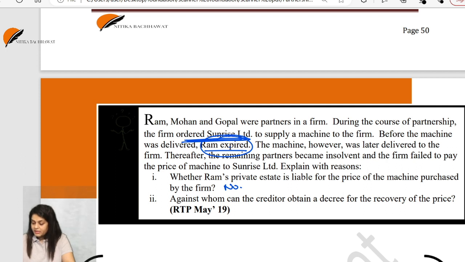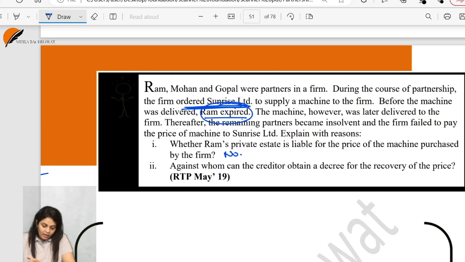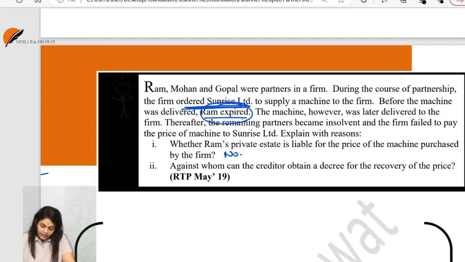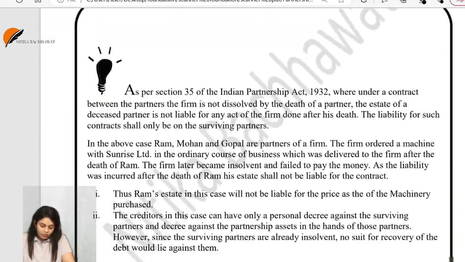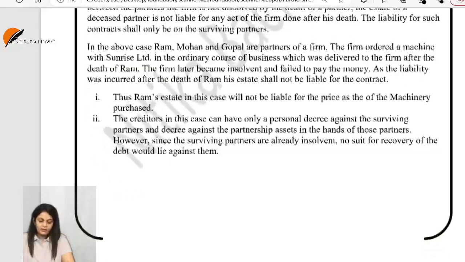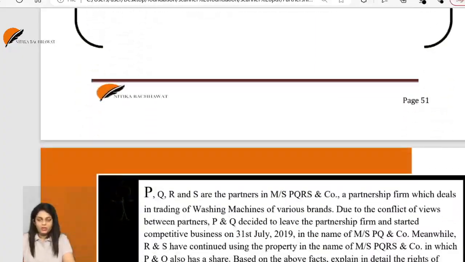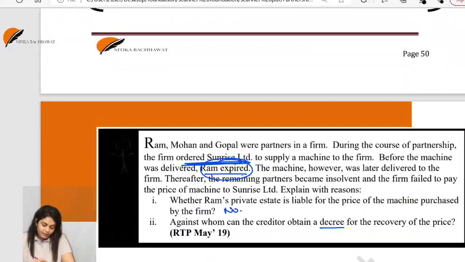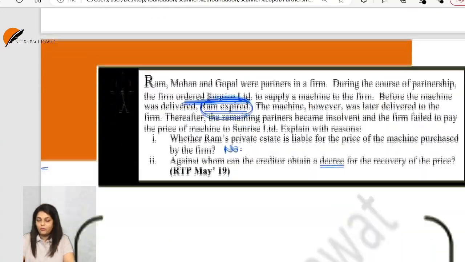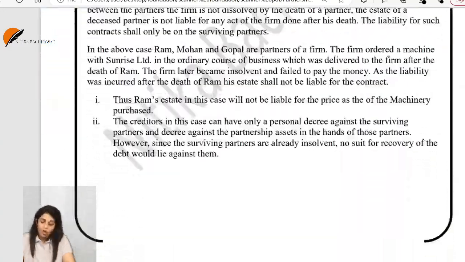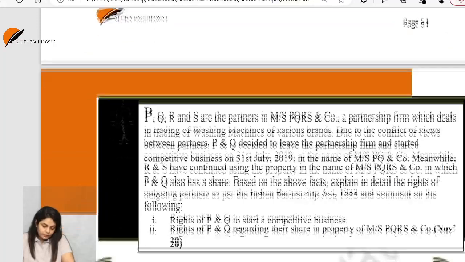The estate of a deceased partner is only liable for the acts before his death, so not liable. Against whom can the creditor obtain a decree? Decree means judgment from the court for the recovery of the price. It can only be against the surviving partners, that is against the partners who are alive, that is Mohan and Gopal. He has no rights over Ram or his property at all.